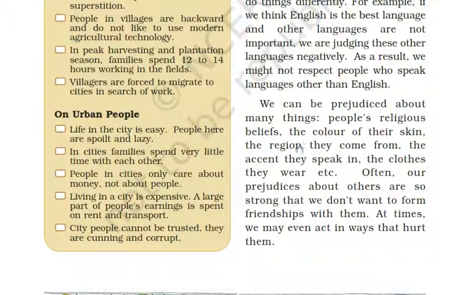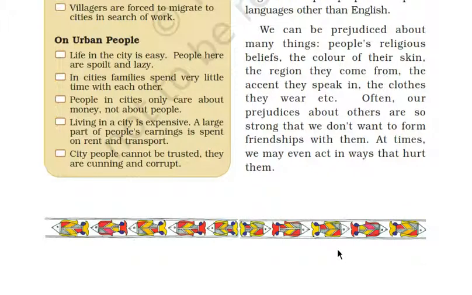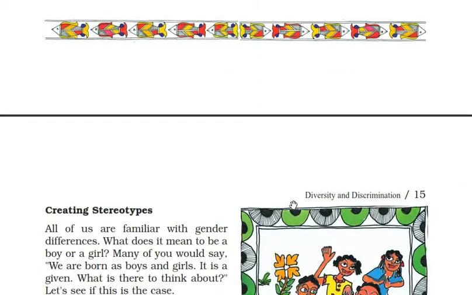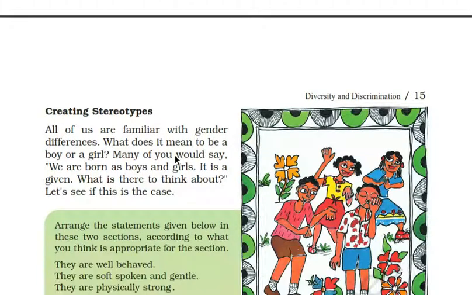People's religious beliefs, the color of their skin, the region they come from, the accent they speak in, and the clothes they wear, etc. Often our prejudices about others are so strong that we don't want to form friendship with them. At times, we may even act in ways that hurt them, creating stereotypes. So, all of us are familiar with gender differences. What does it mean to be a boy or a girl? Many of you would say we are born as boys and girls.